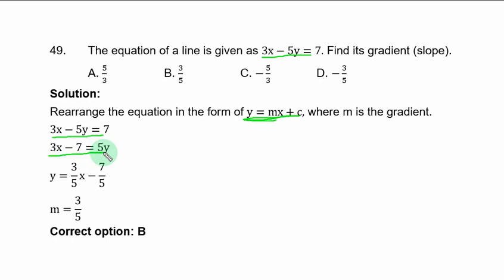To have y standing alone, divide through by 5. So y is equal to 3 over 5 x minus 7 over 5. You now have it in this form, where m is equal to coefficient of x, and that is 3 over 5, which becomes the gradient. B is the correct option.